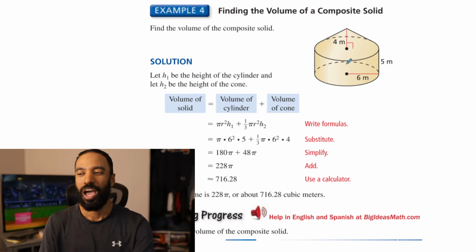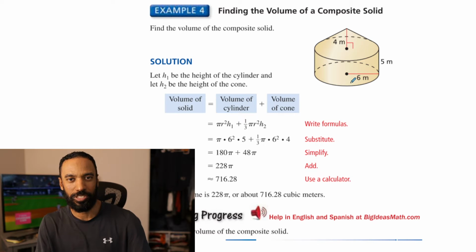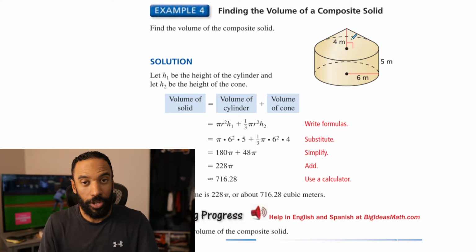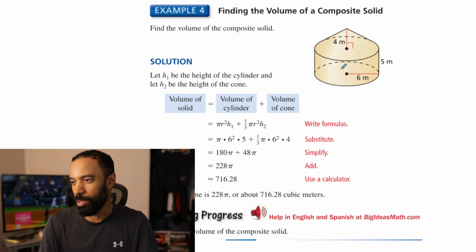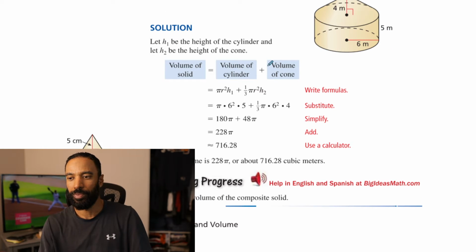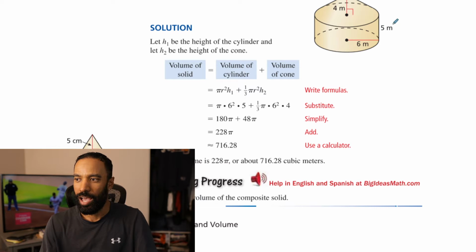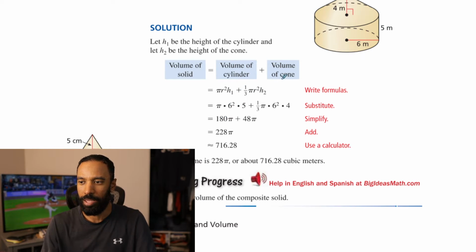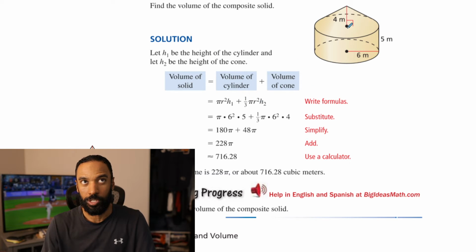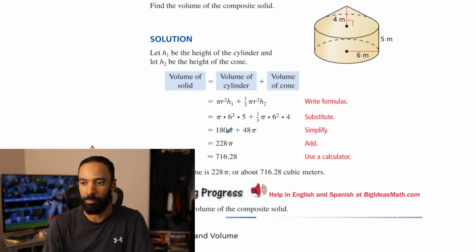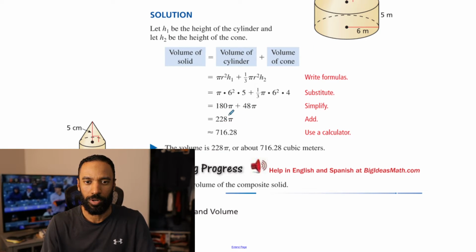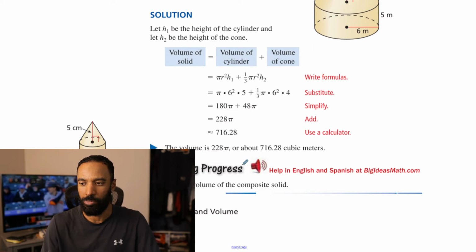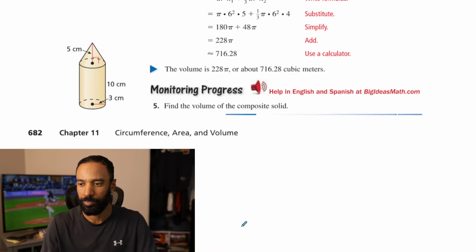I don't think so. All right, volume of cylinder, area of base times height. Volume of cone, 1/3 area of base times height. Same base area being a circle. That's good. The height of this one's 5. Height of this is 4. So area of base times height here, 36 pi times 5 gives you 180 pi. And then 1/3 area of that 36 pi would be 12 pi times 4 is 48 pi. 180 pi plus 48 pi is 228 pi, and it rounds to 716.28 cubic meters.